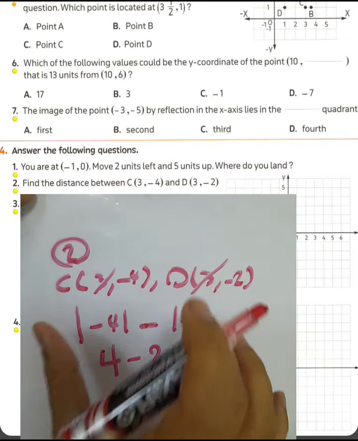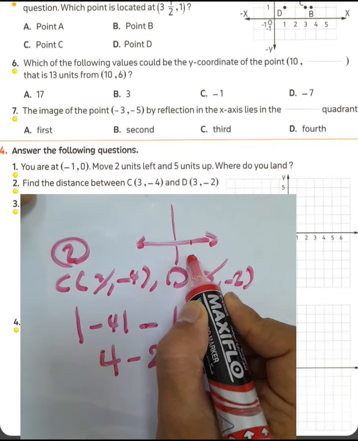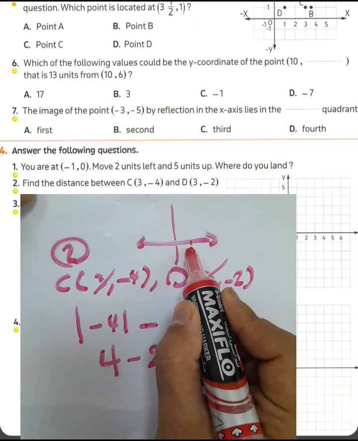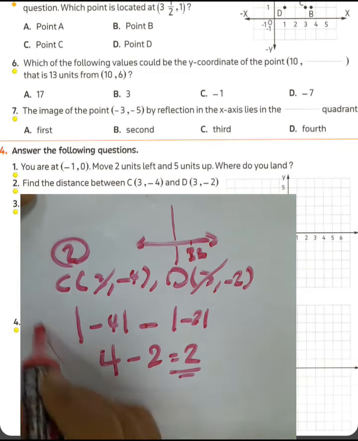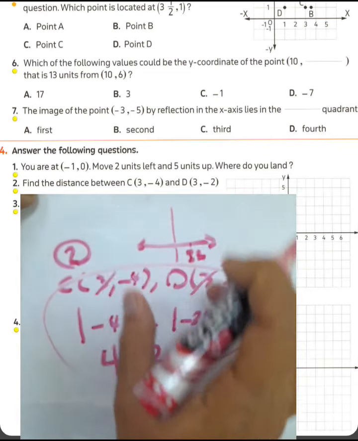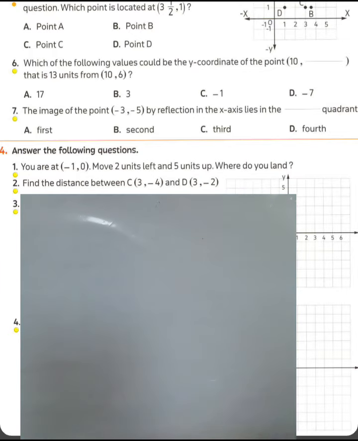Or you can put the 2 points on the coordinate plane. First point (3, -4) here, and second point (3, -2). Then the distance between them is 2 units. We have 2 units, okay? You can solve by this method or put the points on the coordinate plane to find the distance between 2 points. But this method we use this year, okay? You must know this method.